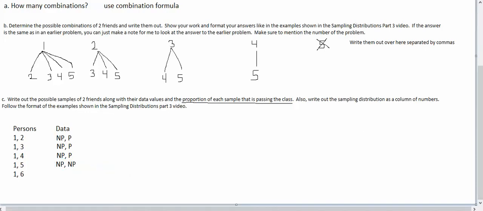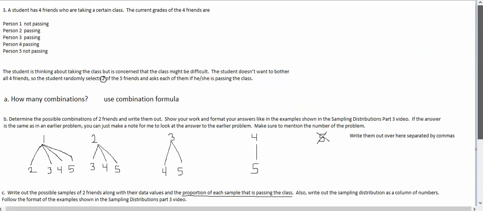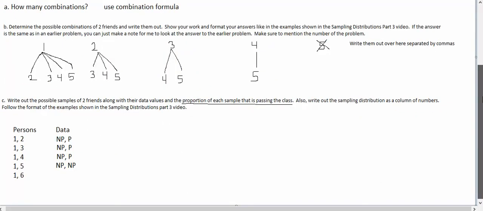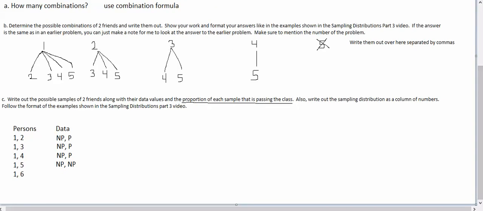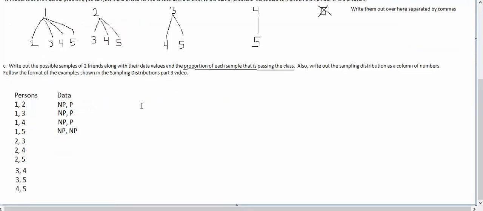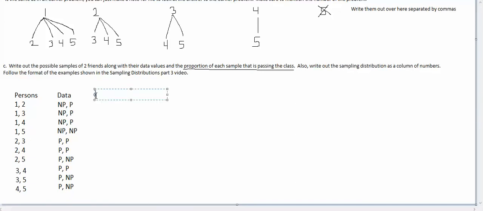And let's see. Actually, I didn't do this correctly. 1, 2, 1, 3, 1, 4, 1, 5. There is no 1, 6. Sorry, let me fix this. So now this is actually correct. These are the 10 combinations I'm dealing with. So now I'm just going to continue and go down and fill in the rest of these. So now I filled in all of my data values for all of these possible samples of 2 people. Now I'm ready to create the sampling distribution.